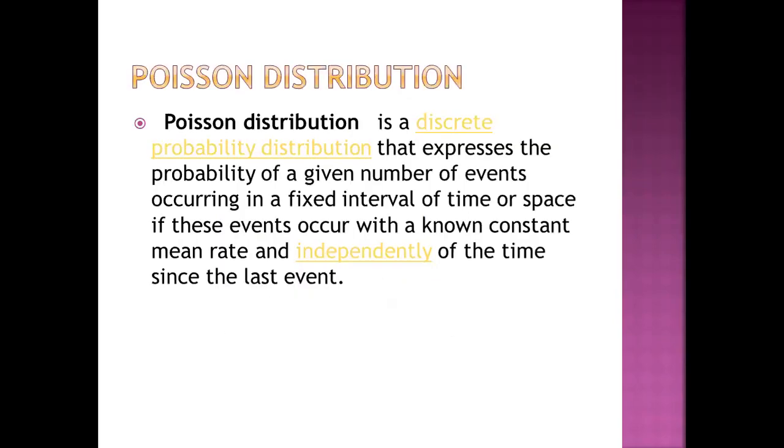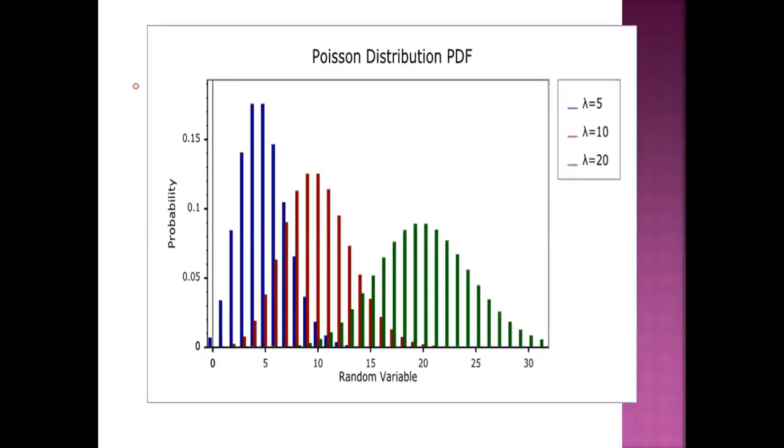Now come to the Poisson distribution. Poisson distribution is a discrete probability distribution that expresses the probability of a given number of events occurring in a fixed interval of time or space if these events occur with a known constant mean rate and independently of the time since the last event. This is the diagram showing different means, and they are having the Poisson distribution.